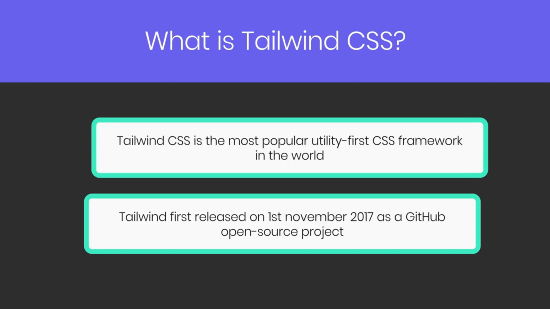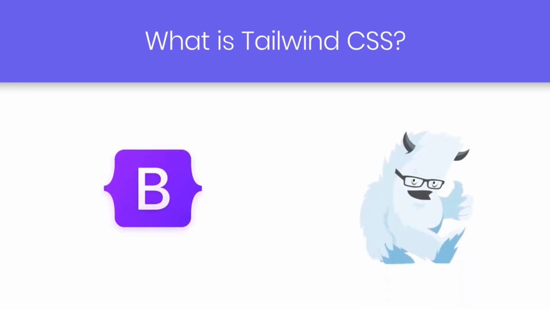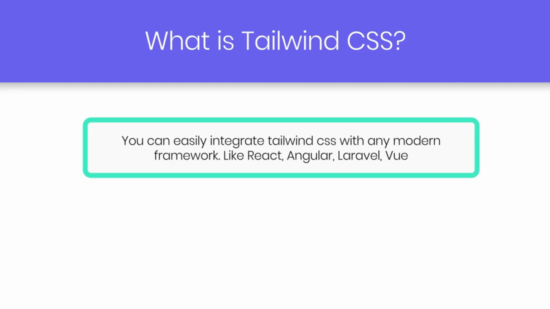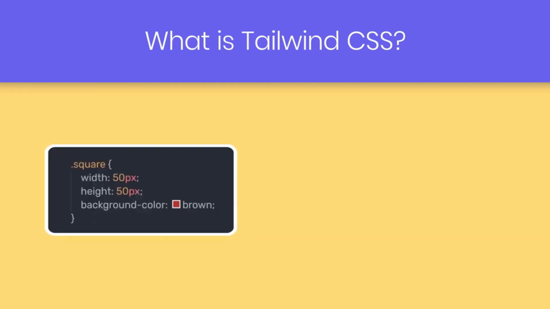It is different from other CSS frameworks such as Bootstrap and Foundation because of the new way of building user interfaces using a utility-first approach rather than an object-oriented one. You can easily integrate Tailwind with many popular modern frameworks like React, Angular, Laravel, Vue, and so on. Now, the very first question that comes to your mind is, what is the utility-first approach?